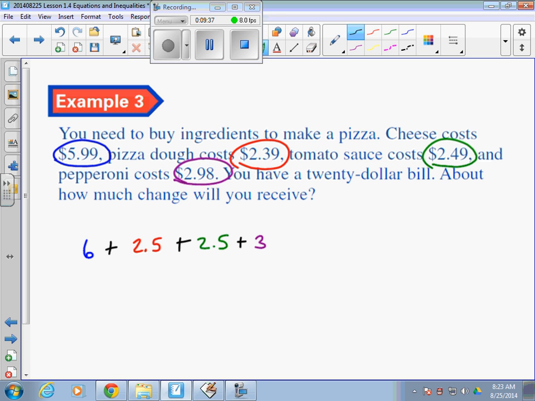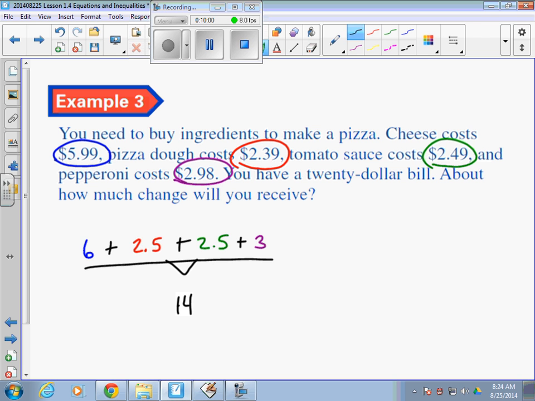When we put all of this together, 6 plus, now 2.5 and 2.5 might be a little tough for you, but you know 250 and 250 is $5. So these two together make 5. And then that plus 6 is 11, and 11 plus 3, all of that together, is going to be approximately $14.